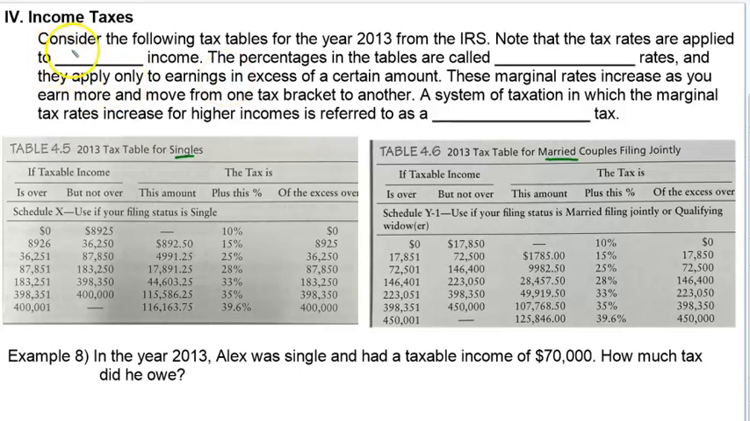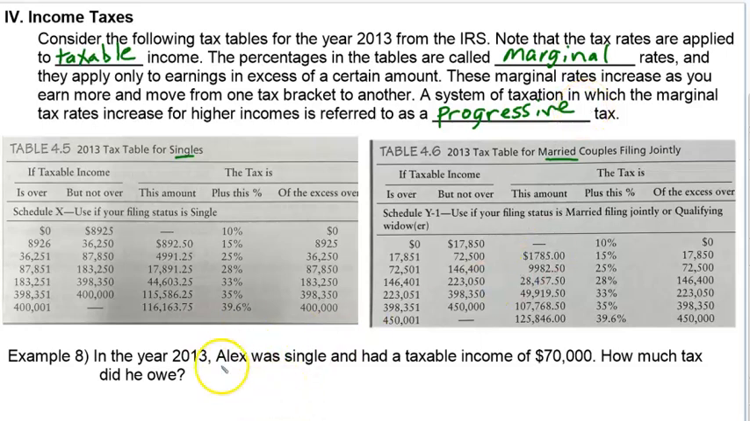Note that the tax rates are applied to taxable income. We're going to talk a little bit more about that. What does it mean to have taxable income? The percentages in the tables are called marginal rates. We'll talk a little bit more about that too. And they apply only to earnings in excess, that's where we get the word marginal, in excess of a certain amount. These marginal rates increase as you earn more. So the more you make, the higher the rate, as you move from one tax bracket to another. So this system of taxation where the marginal tax rates increase as the incomes increase is referred to as a progressive tax.